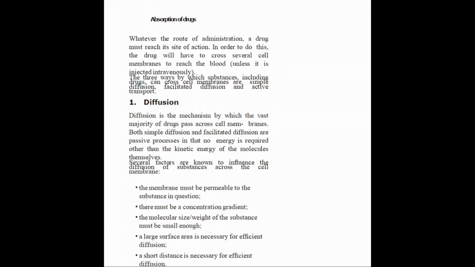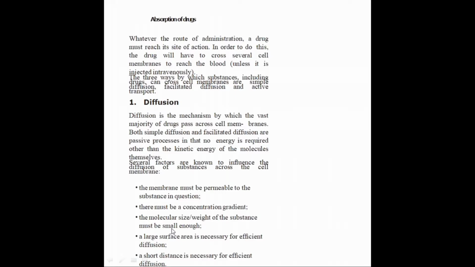If the concentration in between the two, now you have a membrane. If the concentration at this side of the membrane and the concentration at the opposite side of the membrane are equal, then there won't be passage. But if you have a higher concentration and a lower concentration, that's a concentration gradient, then the molecule can move from the higher concentration to the lower concentration.